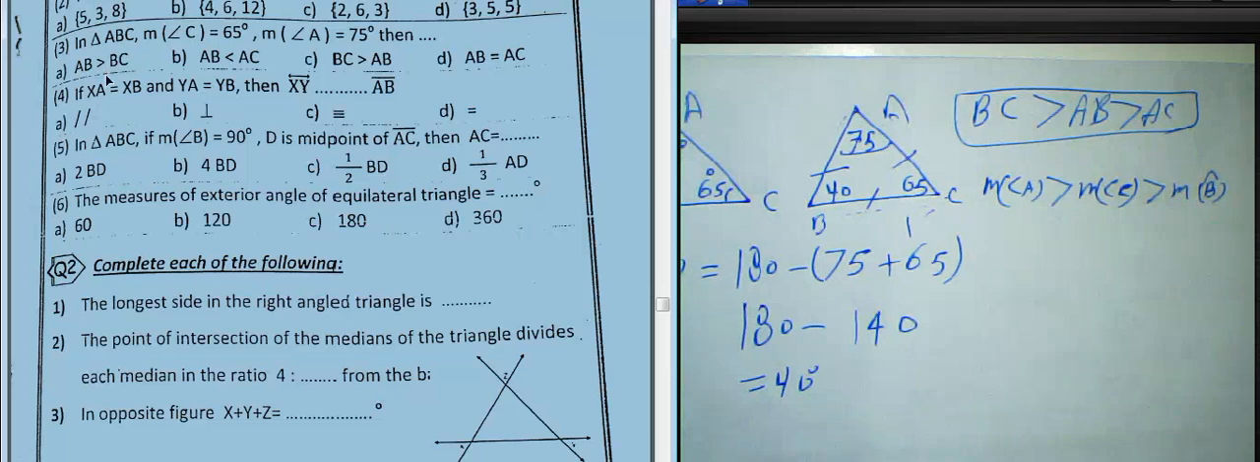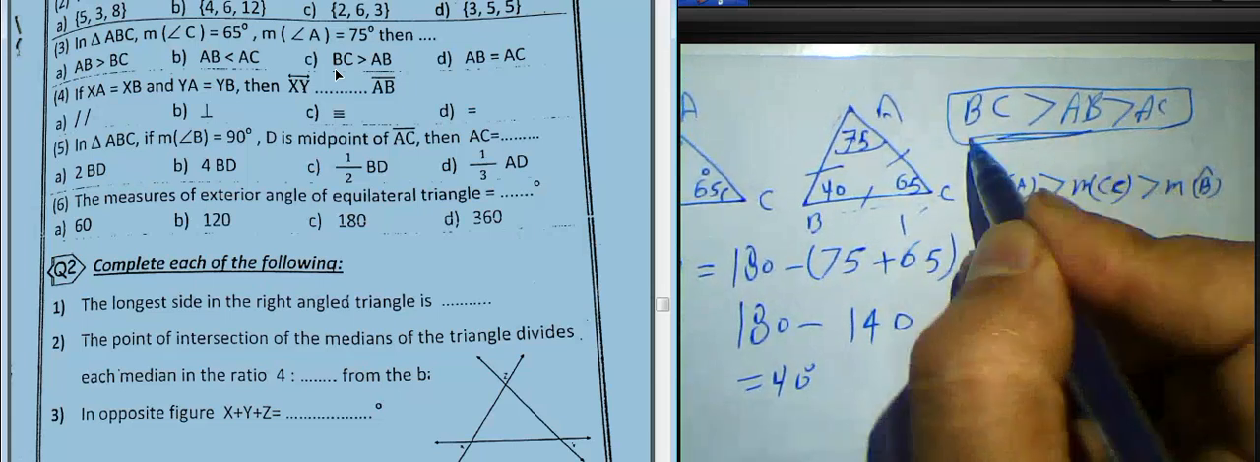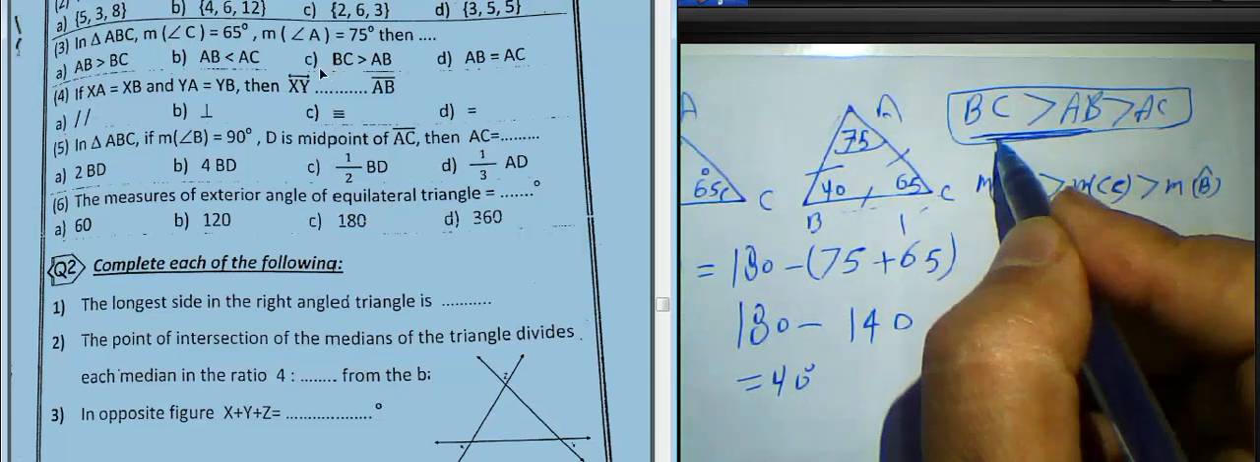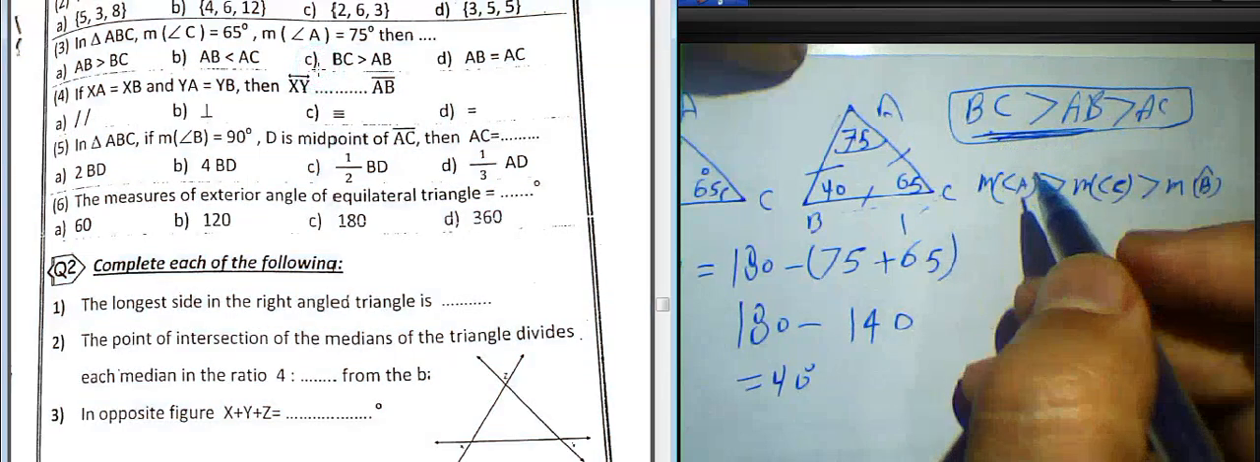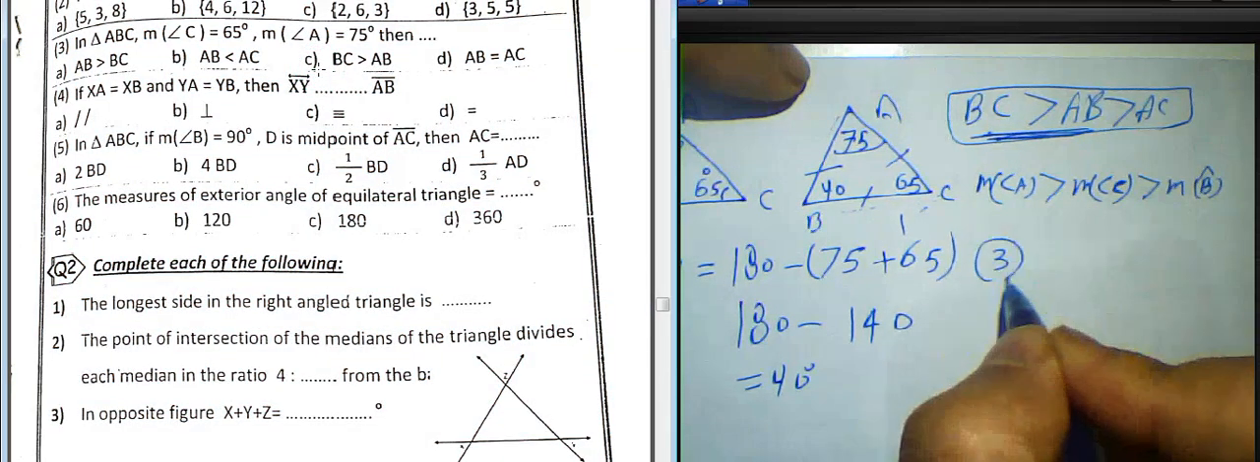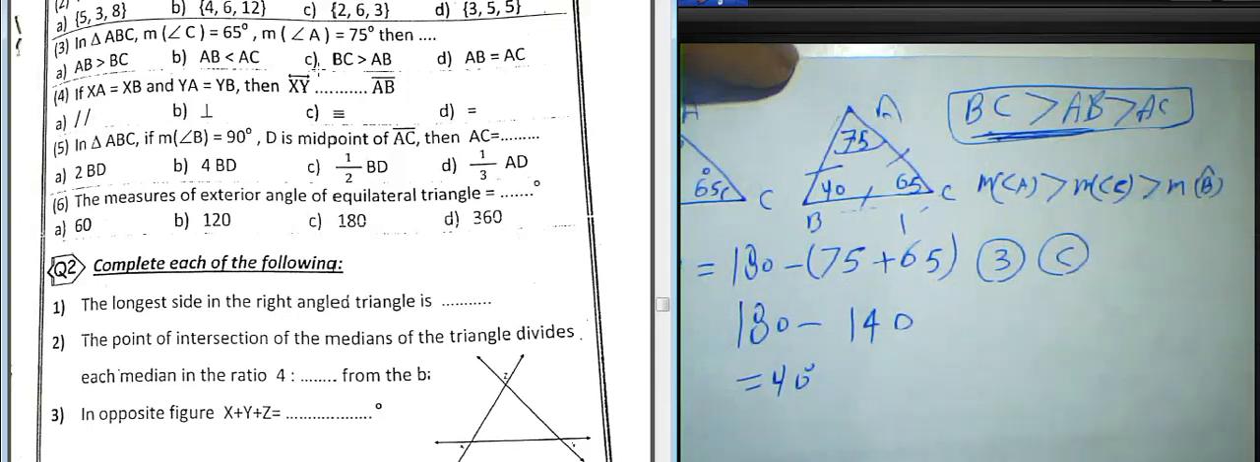Okay, so we must look at here. Look at letter A, AB greater than BC, it's wrong. AB less than AC, it's wrong. BC greater than AB, yes, BC greater than AB. So we must choose letter C for this example. Okay, understood? BC more than AB. So we must choose letter C for question number 3.